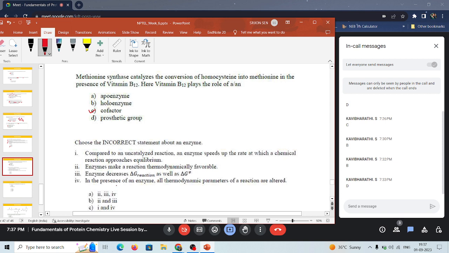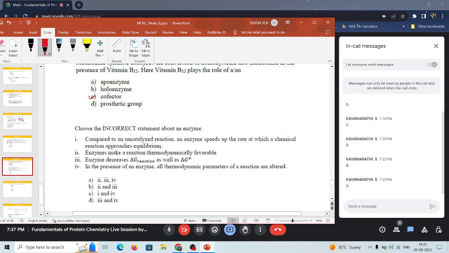The next one, choose the incorrect statement about the enzyme. Compared to an uncatalyzed reaction, the enzyme speeds up the rate at which a chemical reaction approaches equilibrium. Enzymes make the reaction thermodynamically favorable. Enzymes decrease delta G of the reaction as well as delta G double dagger. And in the presence of an enzyme, all thermodynamic parameters of the reaction are altered. So which of the options are incorrect over here?